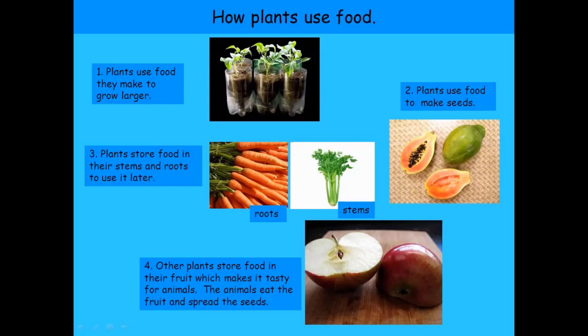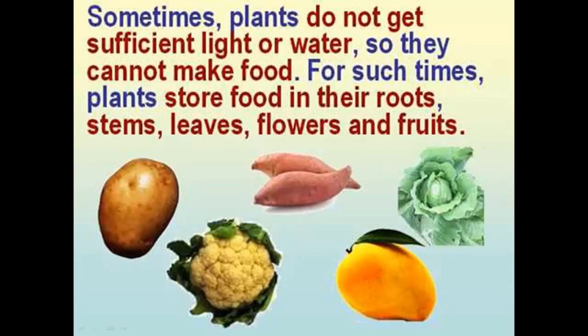This is an example of a root plant, that is a carrot, whereas this is a flowering plant where you are finding that the stem is there. So the plants store food in their stems as well as in their roots to use it later on. And in some plants the food is stored in their fruit, which makes it tasty for animals. The animals eat the fruit and spread the seeds. So in this way, the plants store their food.